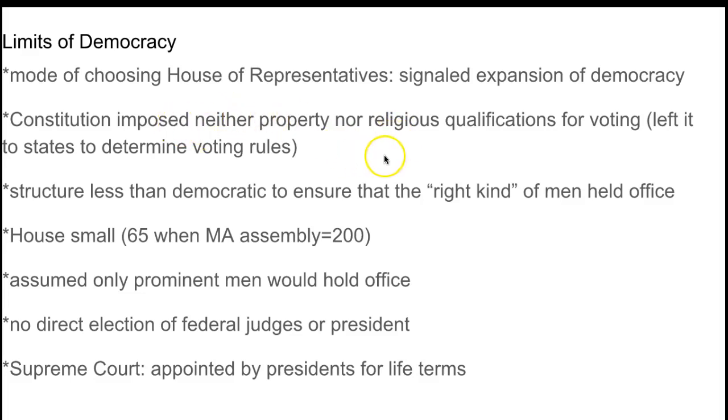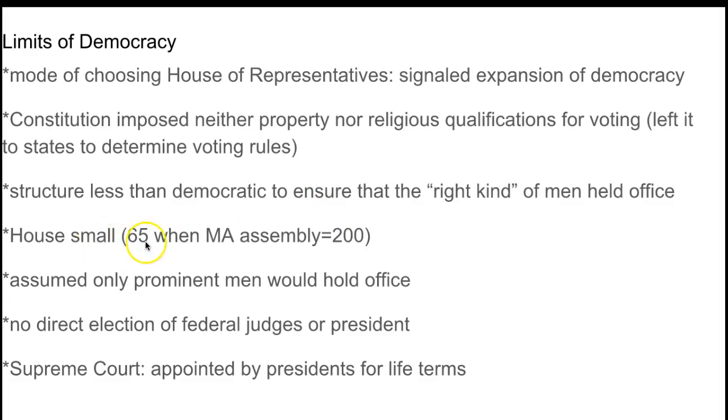Congress didn't have property or religious qualifications for voting. They made sure that the states took care of that, and that was a nod towards the states' rights people. That was giving up something so they wouldn't fuss quite so much. It was less than democratic. People talk about, we have a democracy. Nope, not quite. They wanted to make sure that the quote-unquote right kind of men held office. They didn't want just anybody in office.